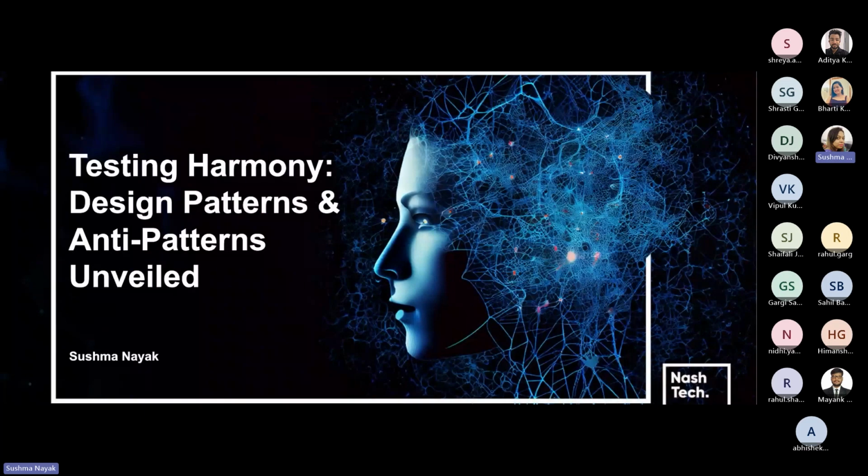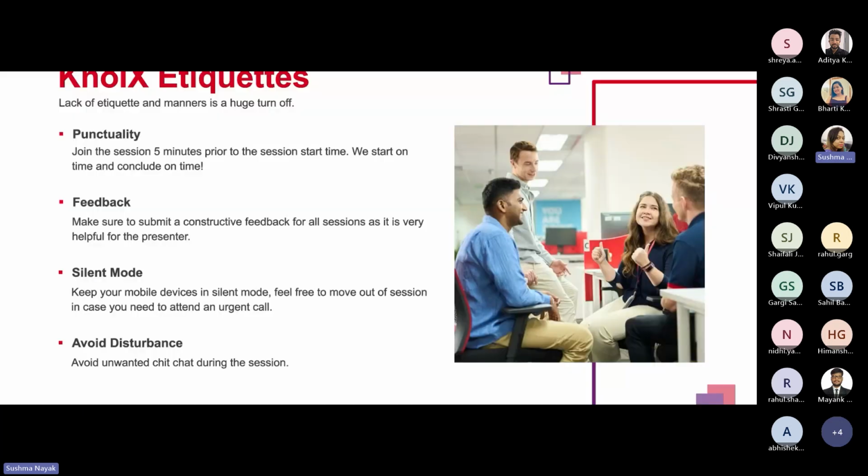The topic for discussion is test harmony, design patterns, and anti-patterns unveiled. We'll embark on a journey through the efforts of test design patterns and the pitfalls of anti-patterns in testing. Why we should quit anti-patterns and opt for more and more design patterns on our automation side. So yes, we'll be deep diving into this topic.